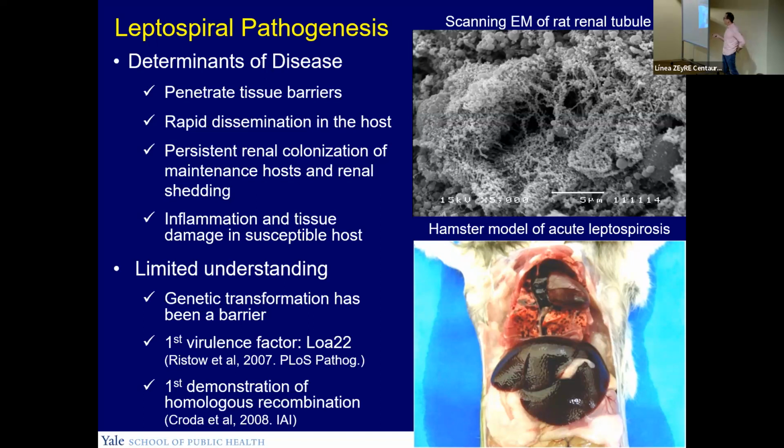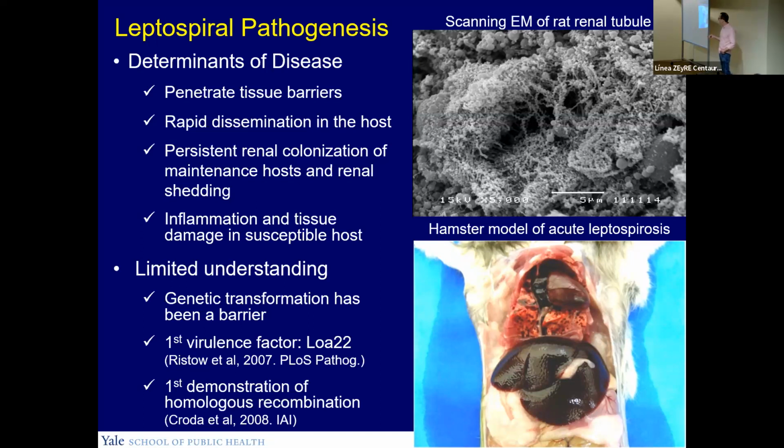As I mentioned before, it's highly motile, so it can penetrate tissues, has rapid dissemination in the host, and can cause persistent renal colonization in maintenance hosts. This is an electron microscopy of a kidney of a rat. You can see all those little things, those are all leptospires stuck in the kidney tubule. So every time it pees, it eliminates thousands and millions of bacteria.